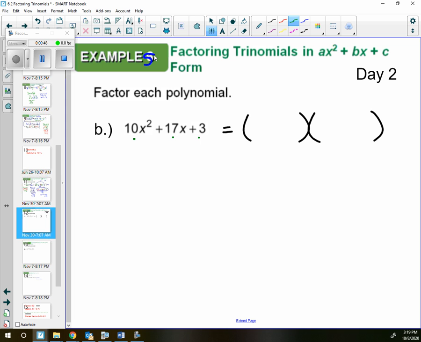So I know if it's going to factor with integer values, it's going to have to be these two binomials. So let's start with this first. And again, this is the harder scenario where that leading coefficient is something other than 1. It makes this a little bit more challenging.